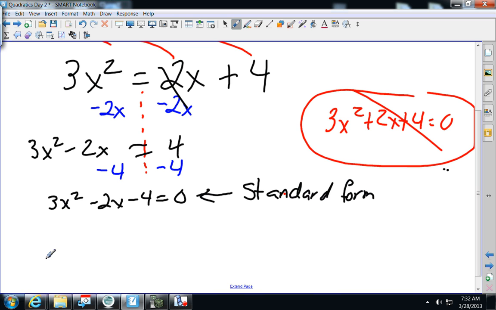Now to label A, B, and C, A is the number in front of x squared. So A is 3. B is the number in front of x. That's negative 2. C is the number by itself, negative 4. And that's all I asked you to do on this one.